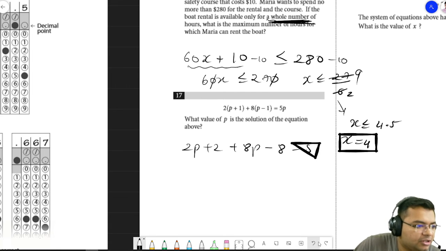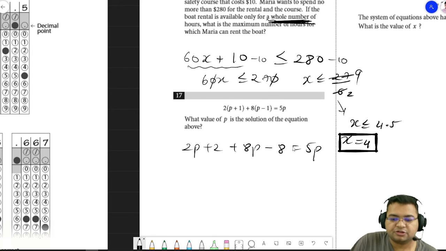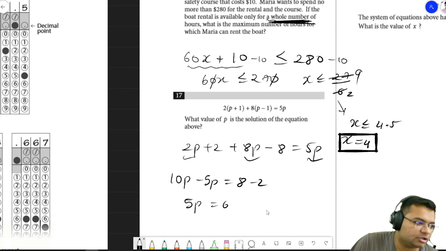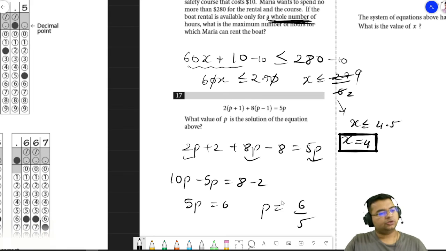Now bring all the p terms on the left hand side and the constant terms on the right hand side. So 2p plus 8p will be 10p, minus 5p, so it will become 10p minus 5p equals 8 minus 2. So I can write here 5p equals 6, p equals 6 over 5. Okay, 6 over 5 is how much? 6 over 5 is 1.2. Is it clear?